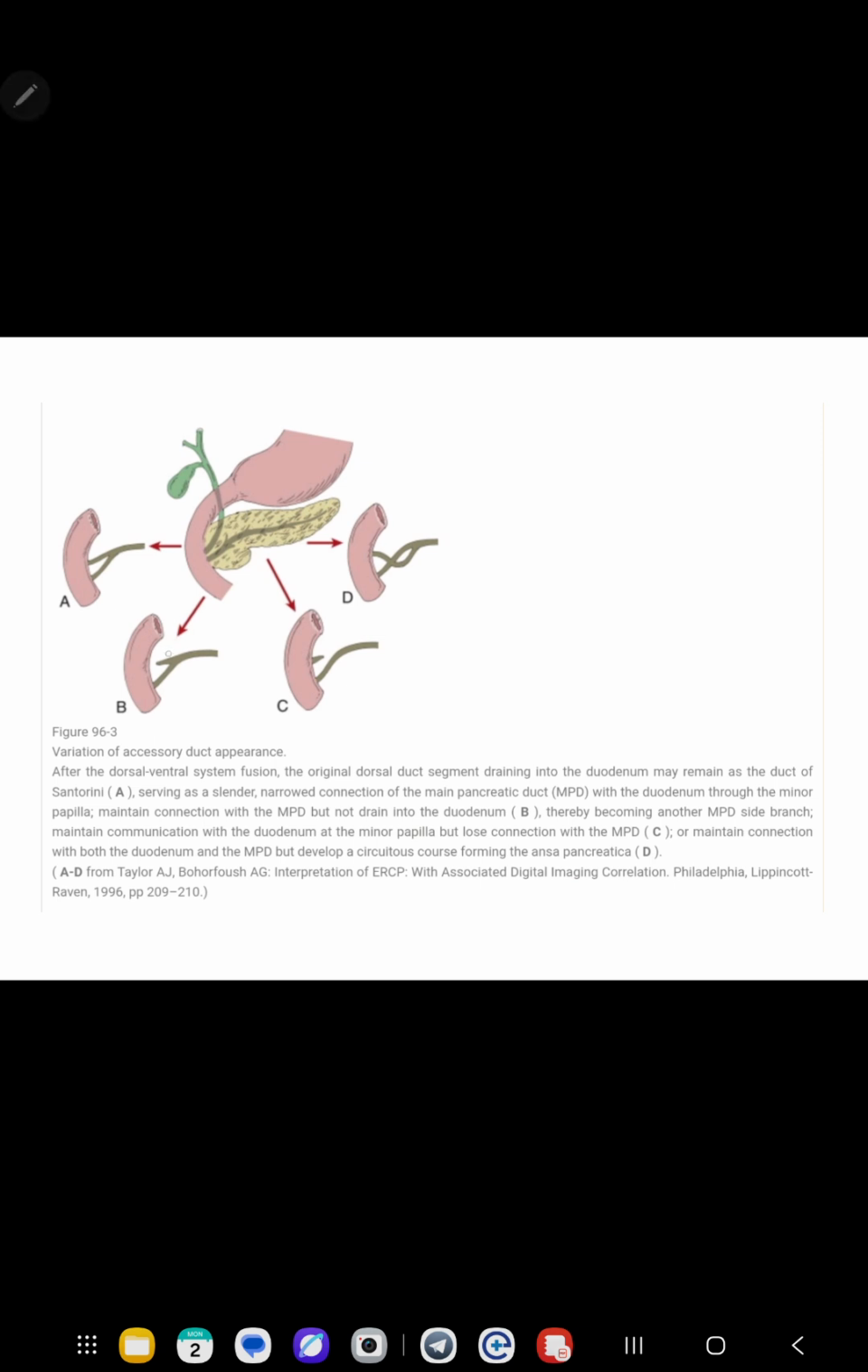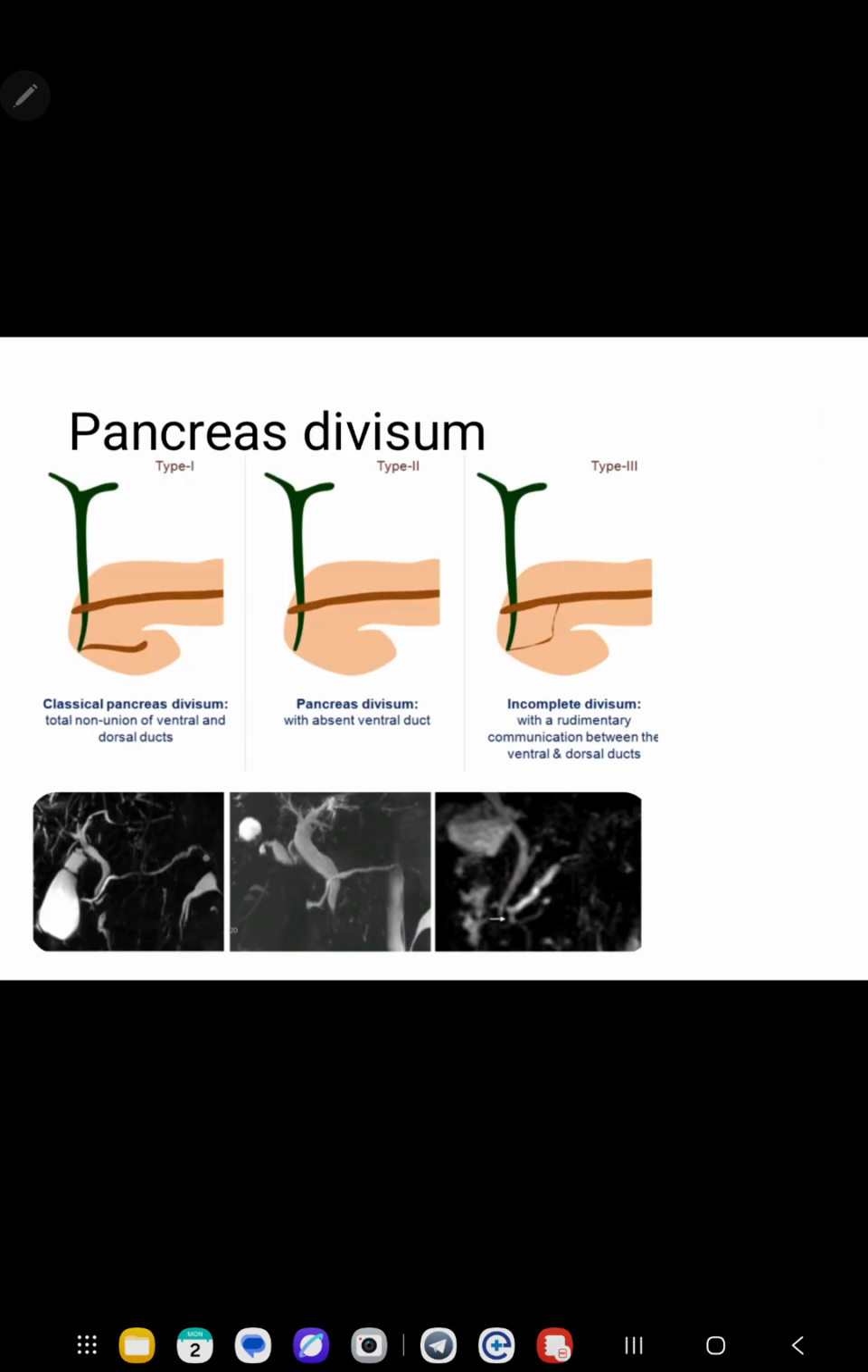Here the connection with the minor duodenal papilla is lost. Here there is no communication with the main pancreatic duct. Sometimes it can have a sigmoid curve and enter into the duodenal papillae, that is ansa pancreatica. So this is pancreas divisum.